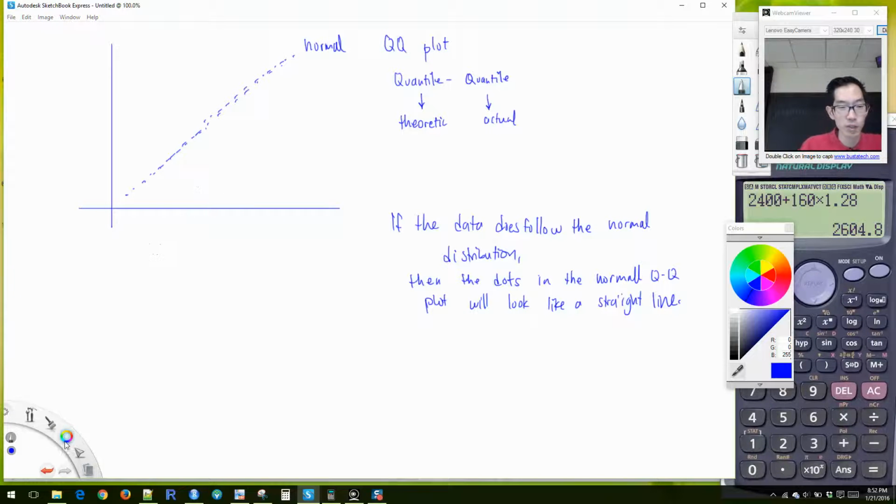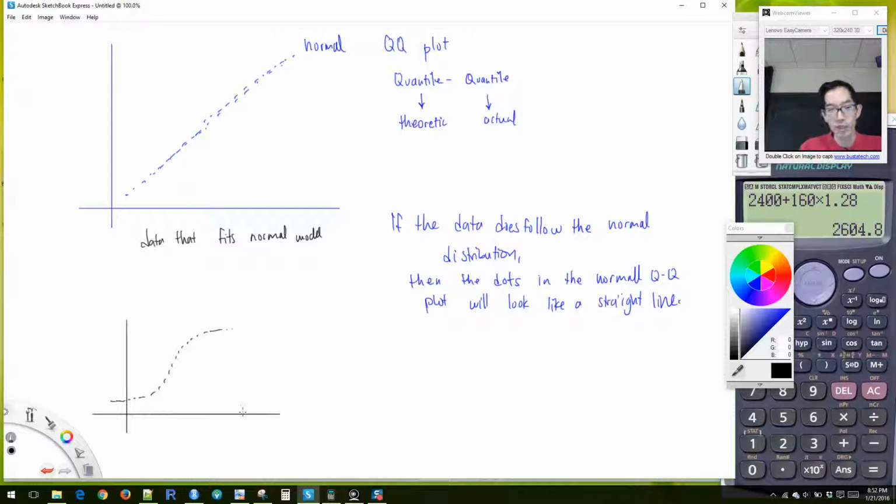So this is data that comes from data that fits the normal model. Sometimes you get situations like this. Sorry, let me just. Okay, and so these would not be normal. So that's really all I want to say on section 4.4.